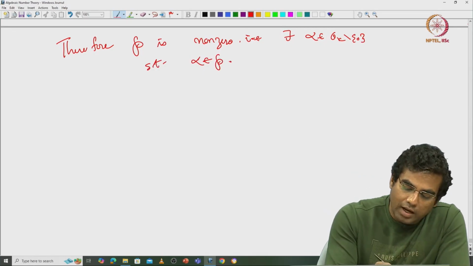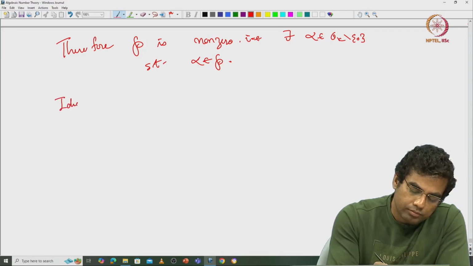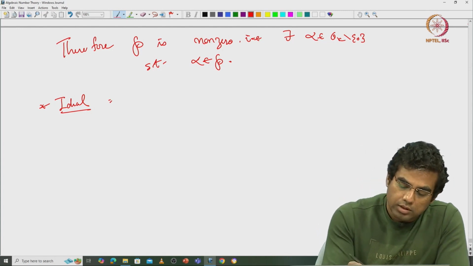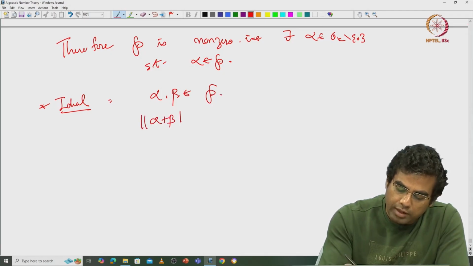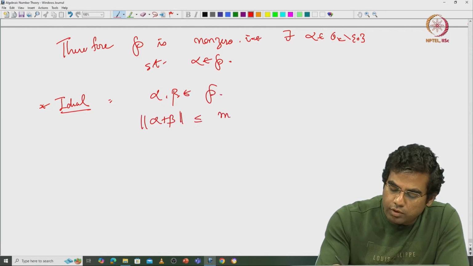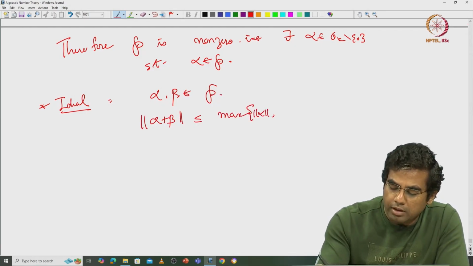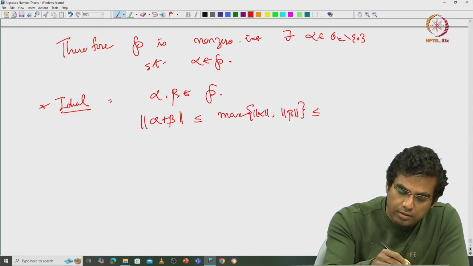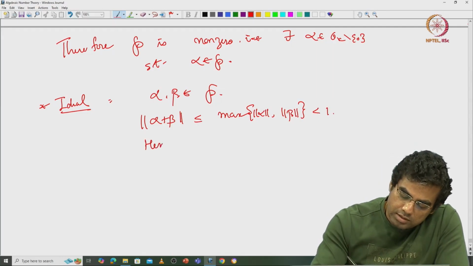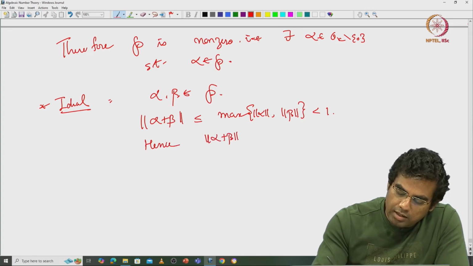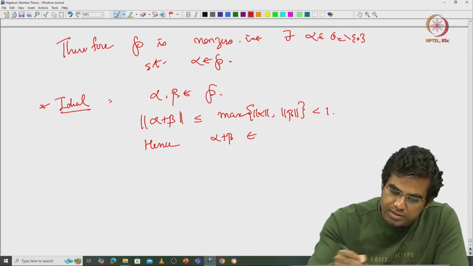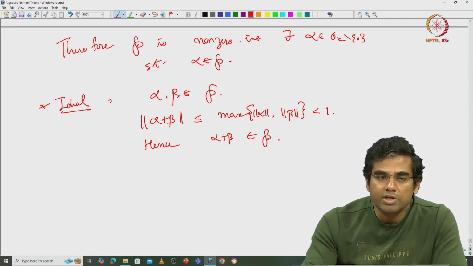Okay. The second thing is why it is an ideal. What is the definition of being an ideal? So, if alpha and beta are in P, then alpha plus beta, if you take valuation of that, this is less than or equal to maximum of valuation of alpha, valuation of beta, which is less than 1, right. Hence, alpha plus beta is also in P, right. So, P is an additive group.